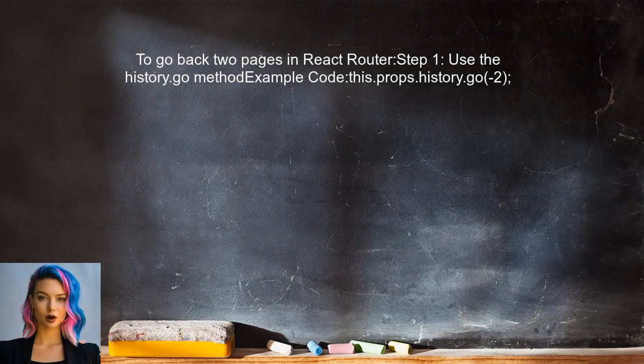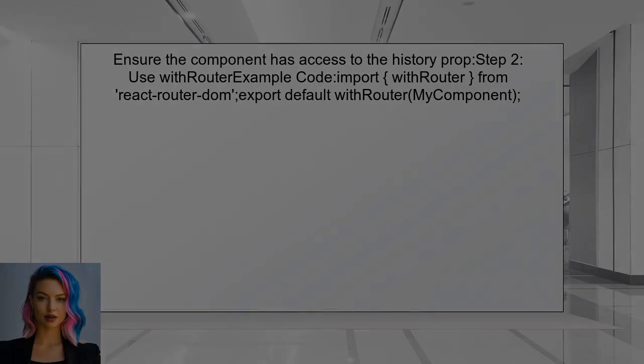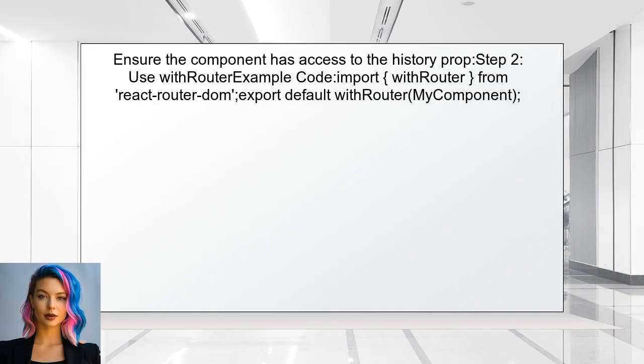To go back 2 pages in React Router, the user should utilize the history object's go method. This method allows the user to specify how many pages to go back. Next, the user should ensure that the component has access to the history prop. This can be done by using the withRouter higher order component, which wraps the component.